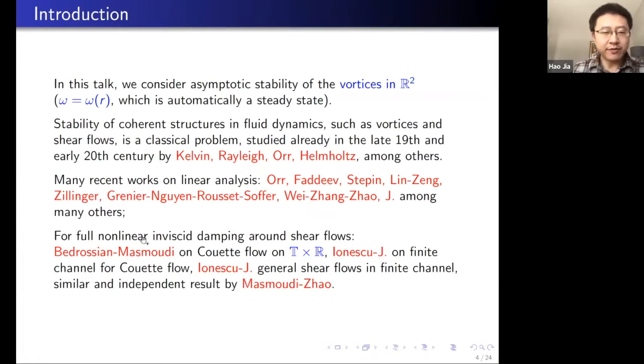And also recently we have many deep results about nonlinear asymptotic stability. The starting point is a remarkable paper by Bedrosian and Masmoudi on Couette flow on T times R. This paper kickstarted everything, and many ideas introduced here are essential for all subsequent works in this area. And also the work with Alex on the finite channel. The work by Bedrosian and Masmoudi is on the whole space, we are on the channel. And more recently, we had results on general shear flows, also independently by Masmoudi and Zhao.